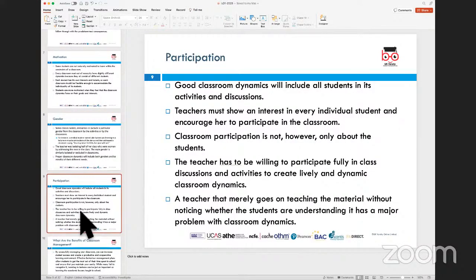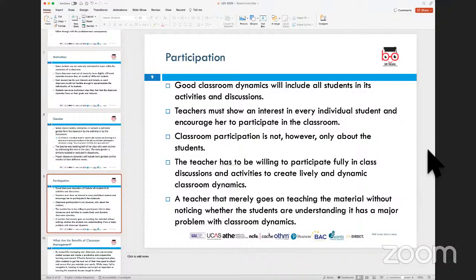Then we also talk about participation. When we talk about classroom dynamics, it is important for the teacher to understand that if we carry out discussions and activities of any sort in the classroom, the teachers should gauge individual students' interest. They should encourage participation from all the students, and for learners who are not participating, we should get into the reasons to understand why they are not doing so.